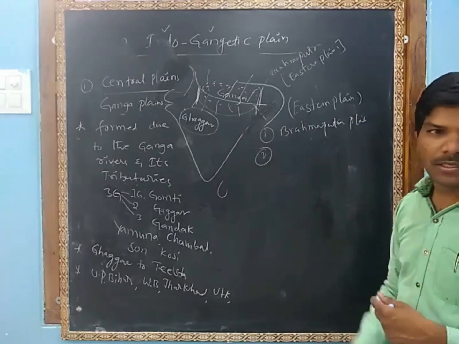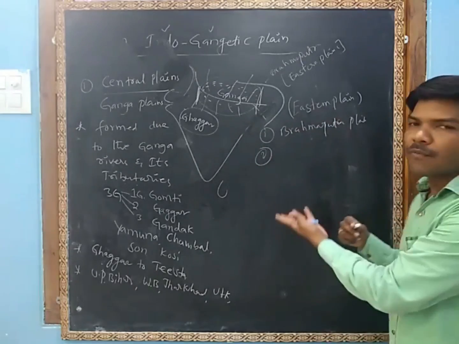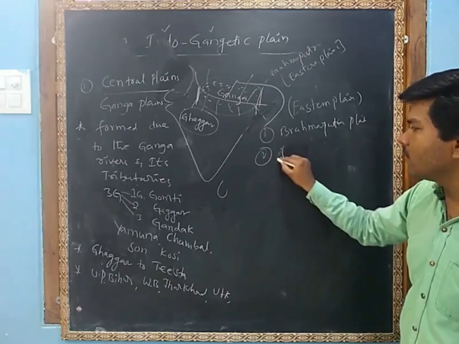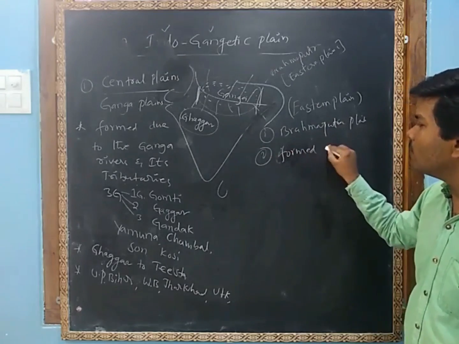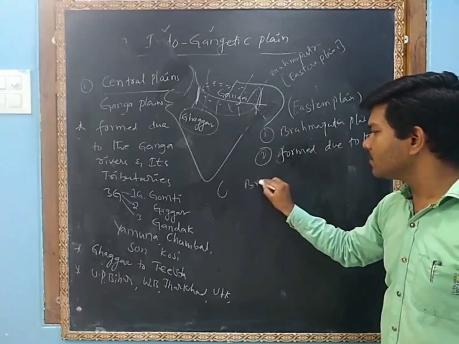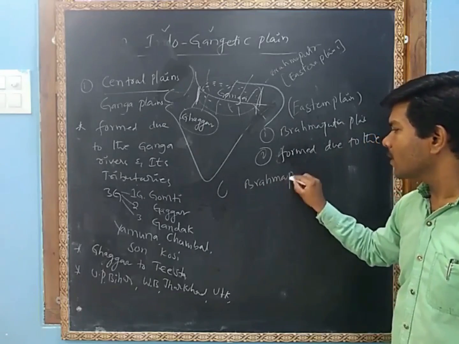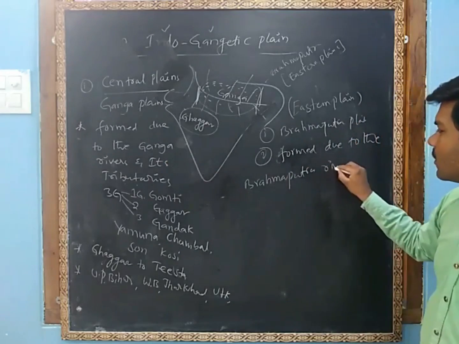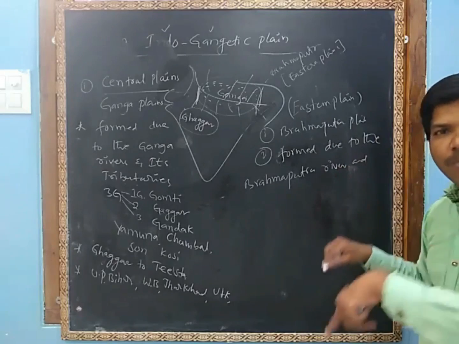Second point: how were these formed? These were formed due to the Brahmaputra river. Same, adopt the same formula. Brahmaputra river and its tributaries.